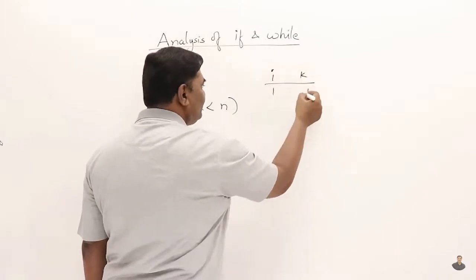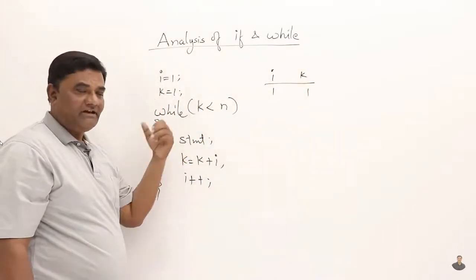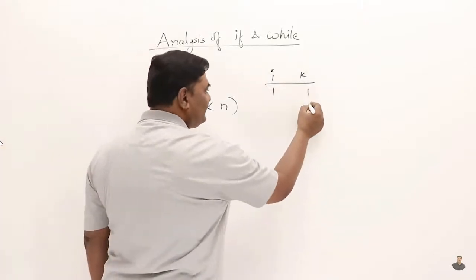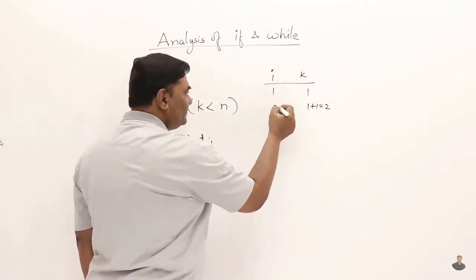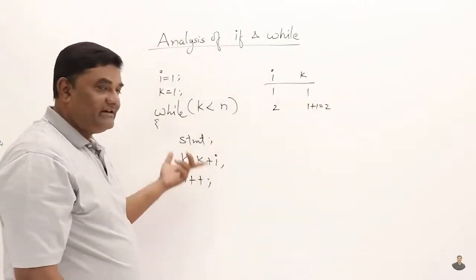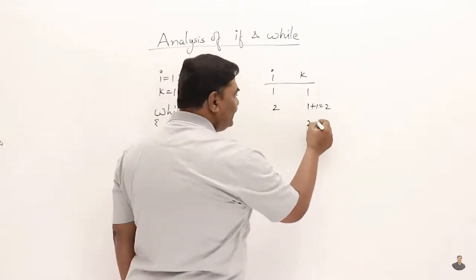i and k, initially both are 1. So 1 is less than n. We don't know what n is. And what happens? k assign k plus i. So this becomes 1 plus 1, that is 2, and i plus plus, i becomes 2. Now assume k is 2, 2 is less than n. Then next, k assign k plus i. So 2 plus 2, right?